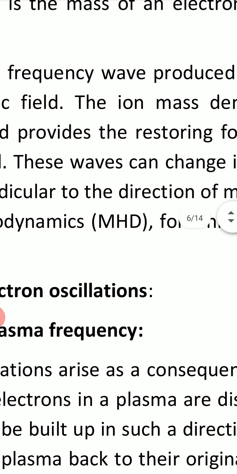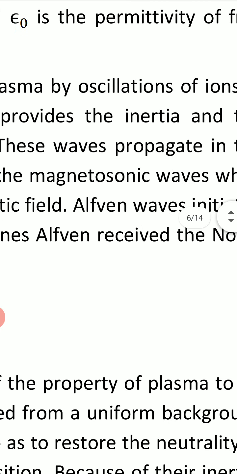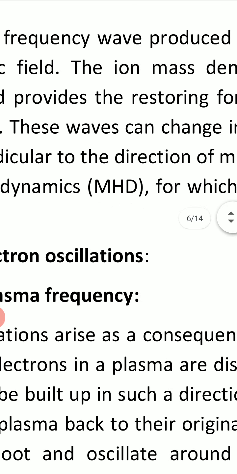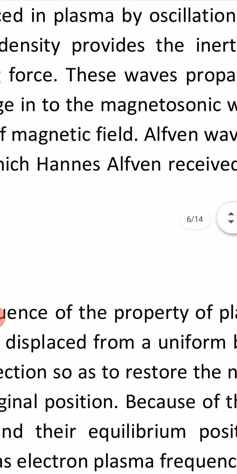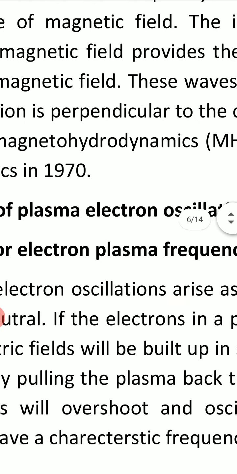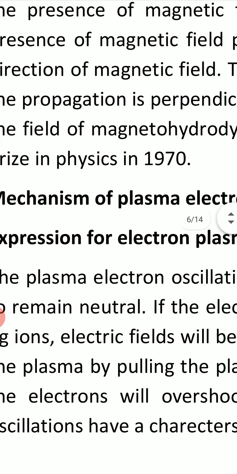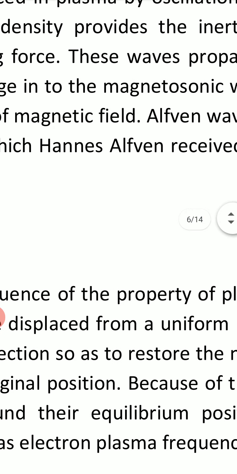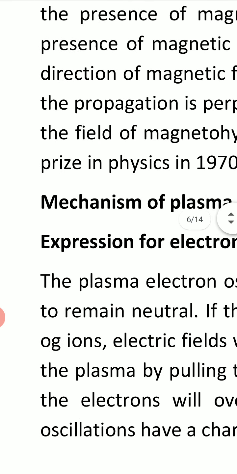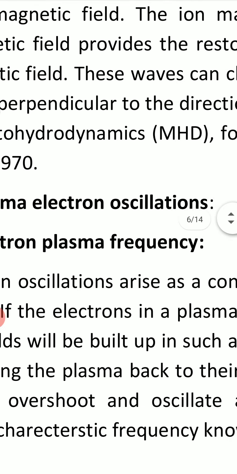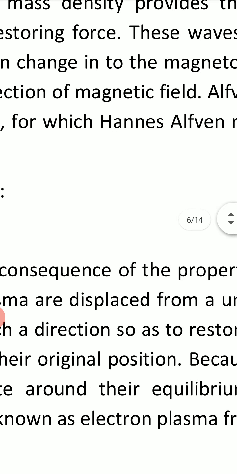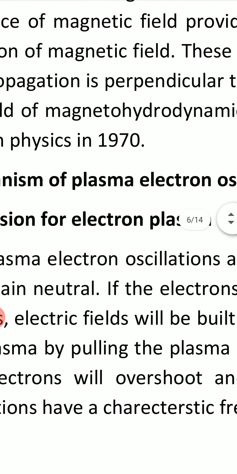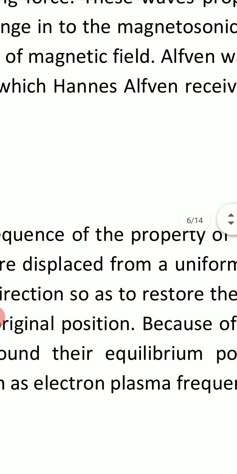Electron wave is a low frequency wave produced in plasma by oscillations of ions in the presence of a magnetic field. The ion mass density provides the inertia and the presence of magnetic field provides the restoring force. These waves propagate in the direction of magnetic field. These waves can change into the magnetosonic waves when the propagation is perpendicular to the direction of magnetic field.